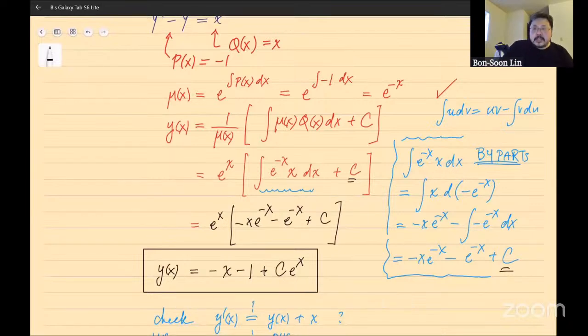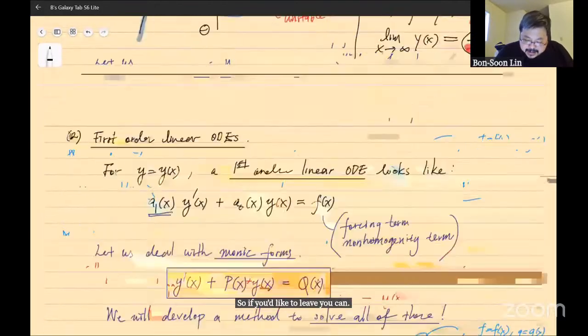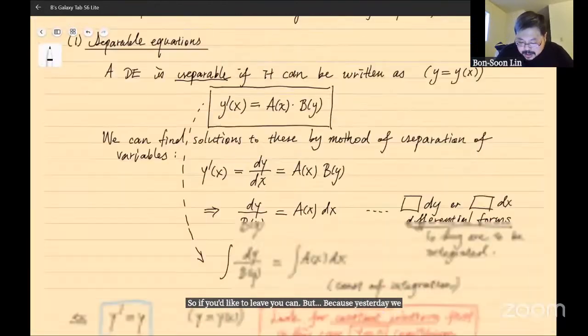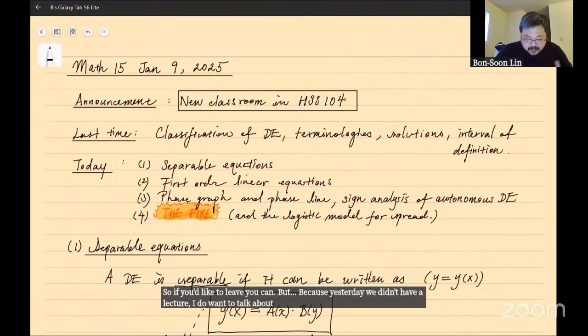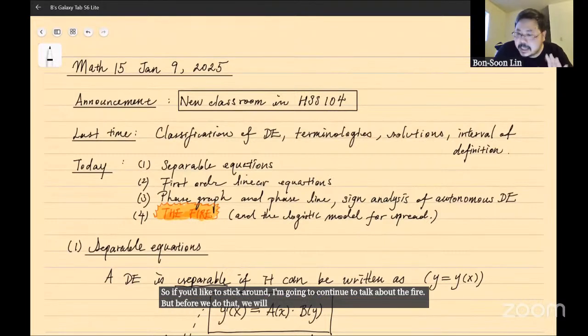Now, since we're already at 10:05, our normal lecture time is over. So if you'd like to leave, you can. But because yesterday we didn't have a lecture, I do want to talk about something interesting. And if you look at our agenda, there is the fire. So I do want to talk about the fire and see how that might relate to everything that we just learned. So if you'd like to stick around, I'm going to continue to talk about the fire. But before we do that, we will take another 10-minute break. Is that okay with people?